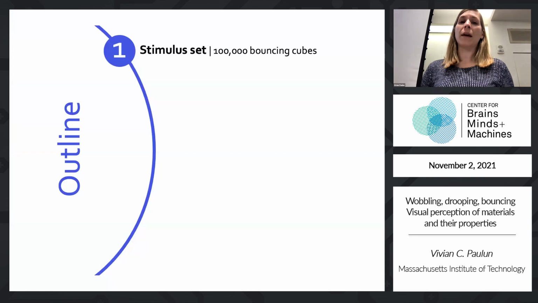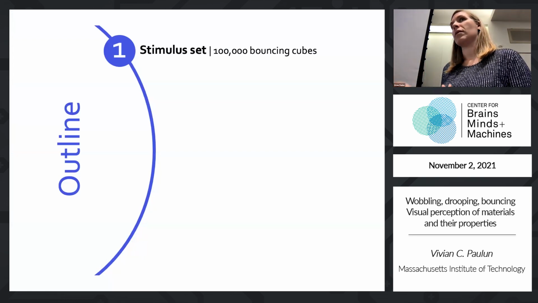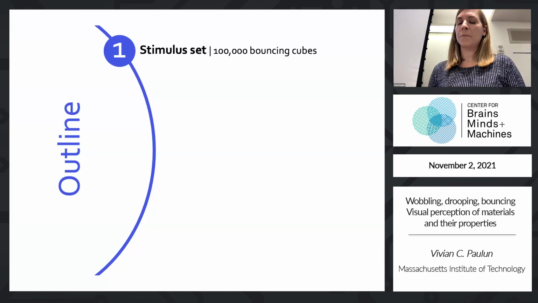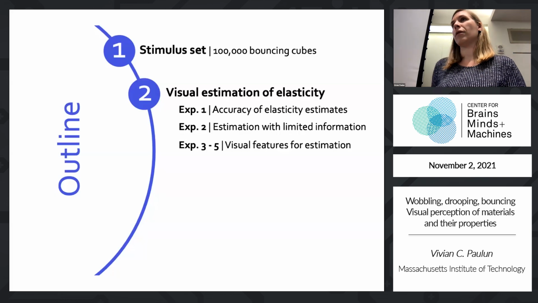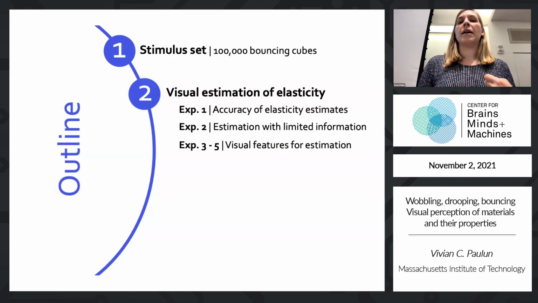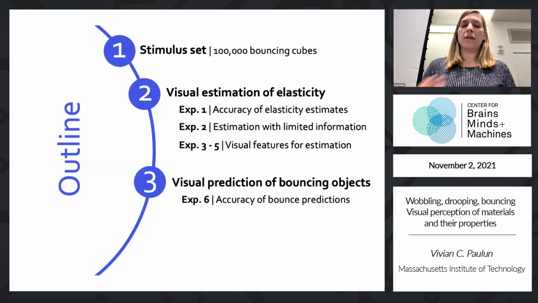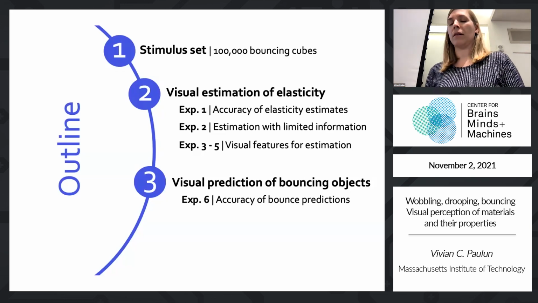And so for the remaining part of the talk, I'm going to first briefly describe this data set because that's what all of my experiments are based on. And then I will present a study that's focused on the visual estimation of elasticity in these stimuli, several experiments in which we aim to measure the human accuracy and also tease apart the visual parameters that influence the judgments. And then I will present another study in which we ask whether people can also make predictions about the future states of these objects.